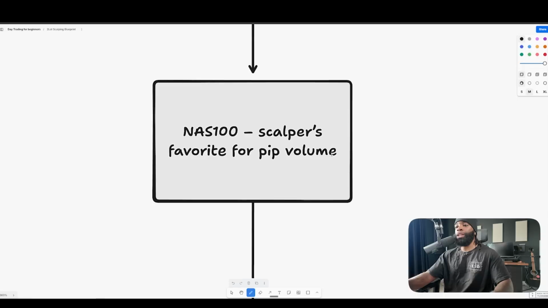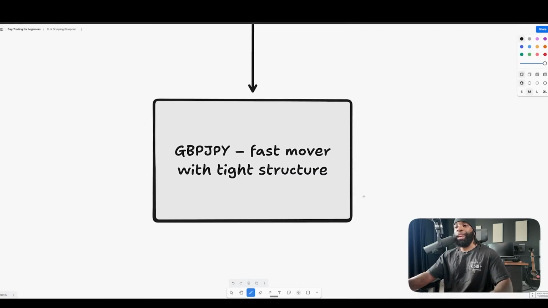And then the last one is going to be GBP/JPY, a faster mover with tight structure. So if you don't like to trade any commodities, or if you don't like indices, you can trade this Forex pair. And I'm also explaining how to trade these 3 with one simple strategy that is called the MAP strategy. And then I'm going to show you the risks that you need to follow.